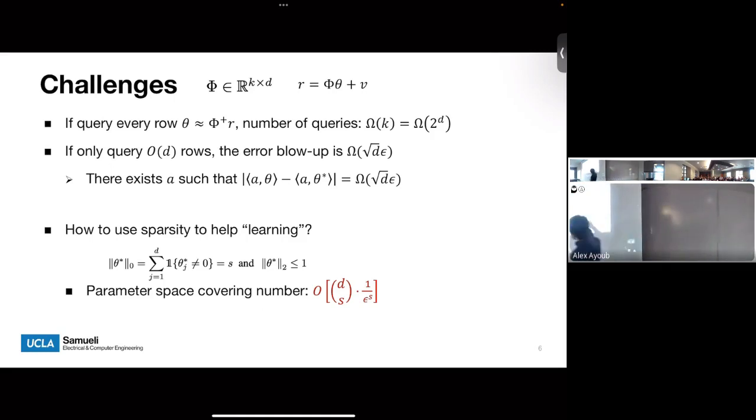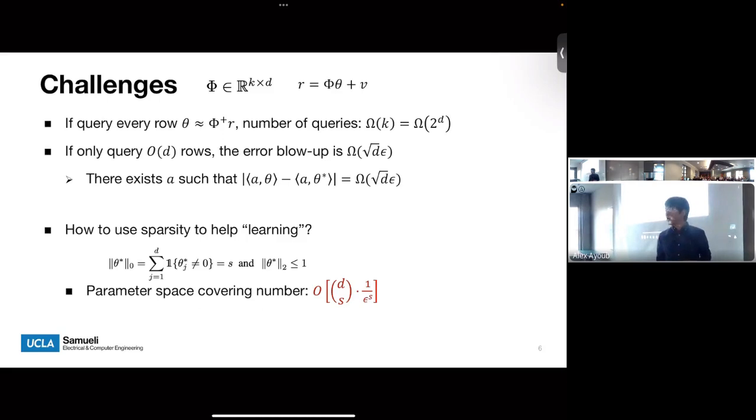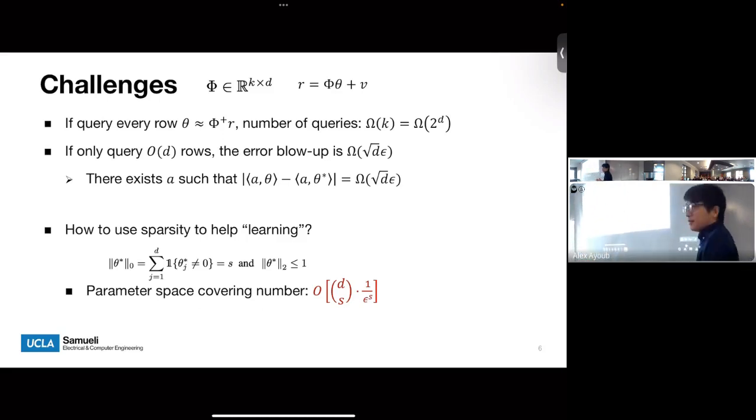If you look closely at this number, if s is small, this is d to the s times 1 over epsilon to the s. Immediately, you see that this cover number is polynomial in d if s is fixed. So if we can somehow use this intuition, let's do it naively: track every possible theta to see whether it's a good parameter or not, without querying the actions too much. Then you can immediately reduce the number of queries to this number, which is polynomial in d for fixed s. That would be the first step: try to design an algorithm whose query complexity is just about this. You can think about whether you can do that immediately.